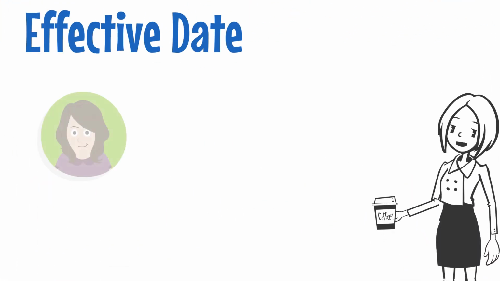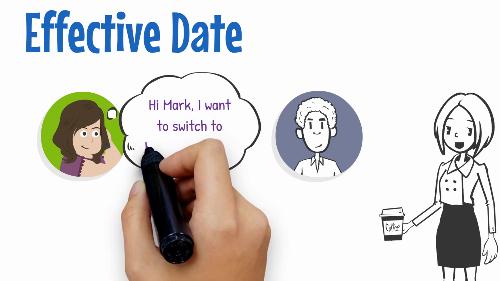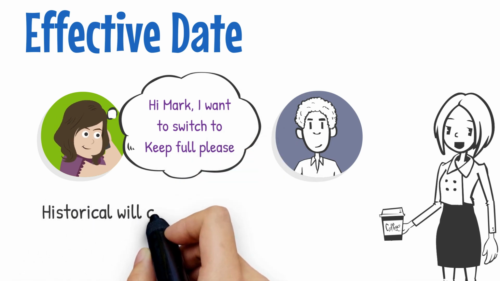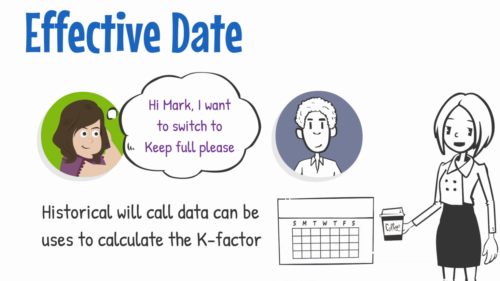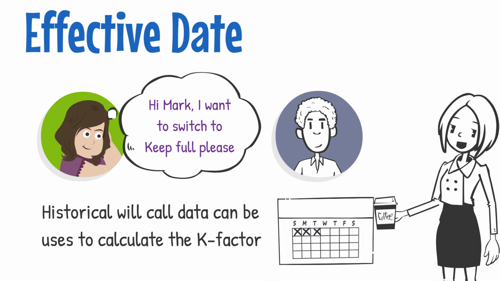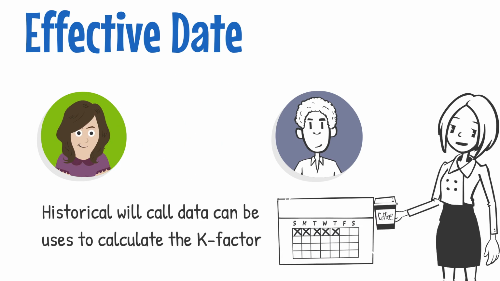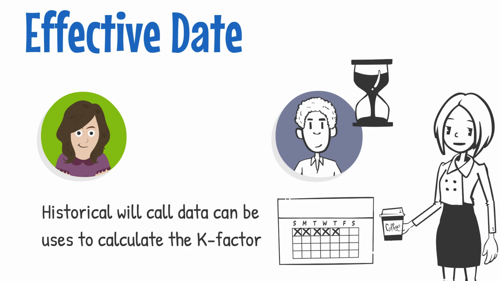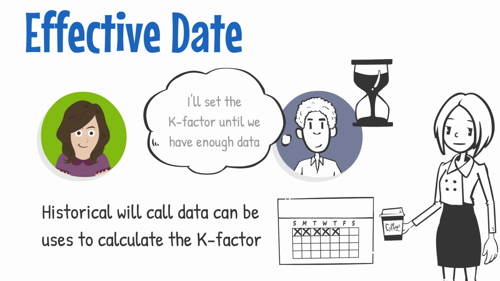Let's pause for a moment and look at a valuable feature implemented in this release called Effective Date. When a will call customer requests to be switched to Keep Full, the historical will call data can be used to calculate the K-factor until the system has reached the required number of orders to auto-calculate the K-factor. The effective date for when a customer moves to Degree Day starts the clock to determine when the K-factor will begin auto-calculating. The administrator sets the beginning K-factor that is used until the system has enough deliveries to auto-calculate.